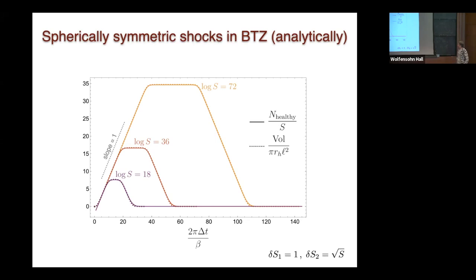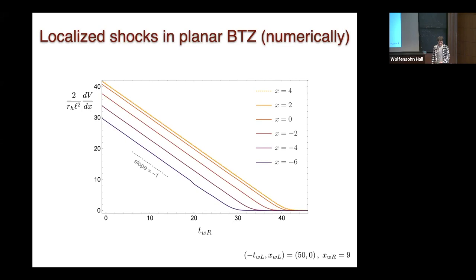The thick lines are what we get from these cones in the circuit model, and the dotted line is what you get from the computation in the BTZ geometry. So you can see how it matches very nicely. And then this is what I call the numerics, which is just to confirm that in the early time regime for localized shocks in gravity, you indeed get this linear growth.